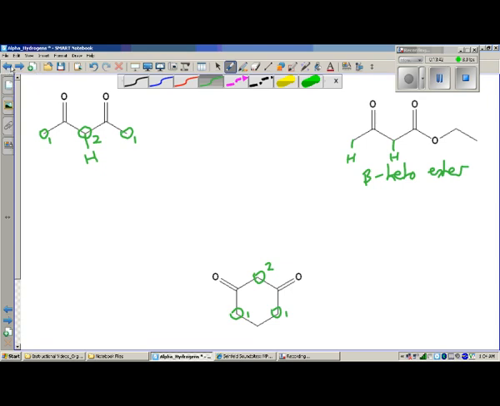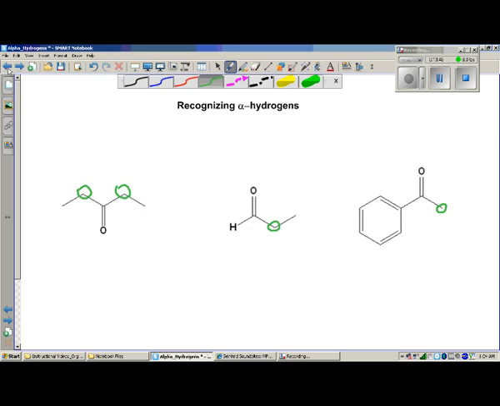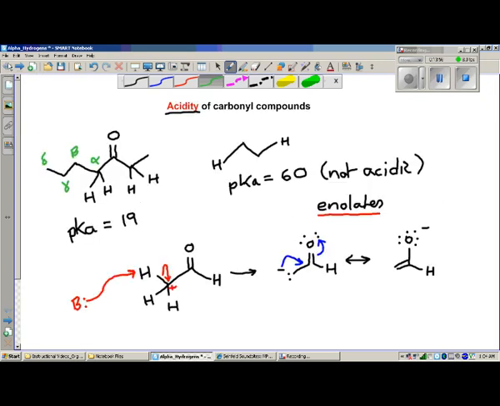So being able to recognize alpha hydrogens is really pretty important, because you can't do any of this alpha substitution chemistry until you can recognize, A, what an alpha carbon is, B, what an alpha hydrogen is, and where they are. Alright, so if you can do that, you are well on your way to figuring this stuff out. Okay? Good.